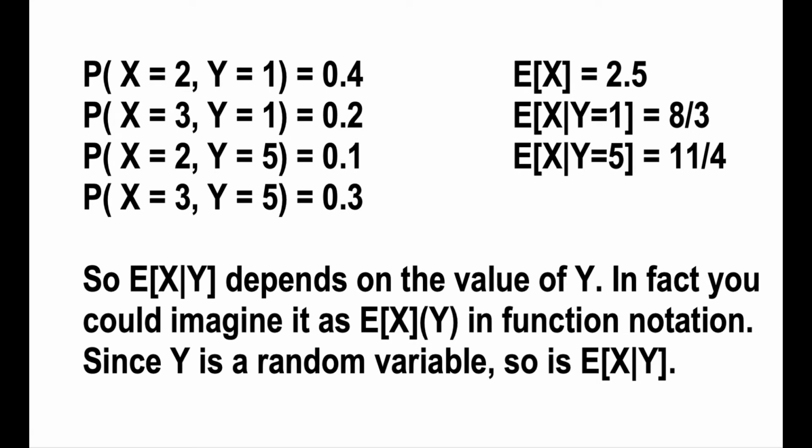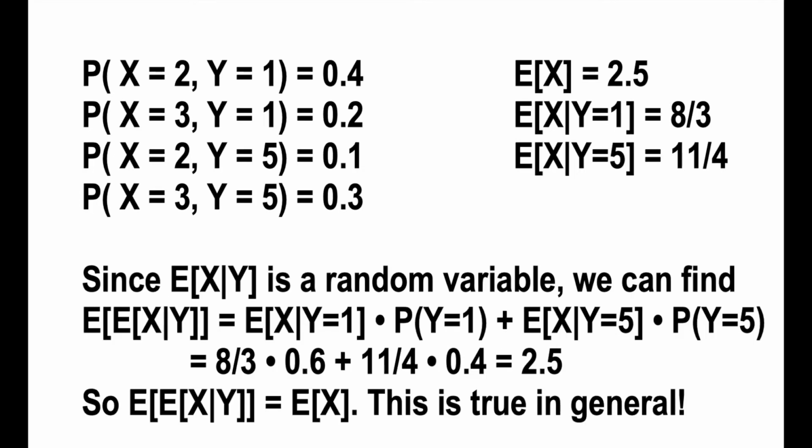Now, given that, we know the expected value of x given y equals 1 and the expected value of x given y equals 5 are two different numbers. So the expected value of x given y depends on the random variable y. It is itself a function. Since y is a random variable, so is E of x given y, which means we can calculate the expected value of it. As always, expected value of something is the sum of the values times their probabilities.